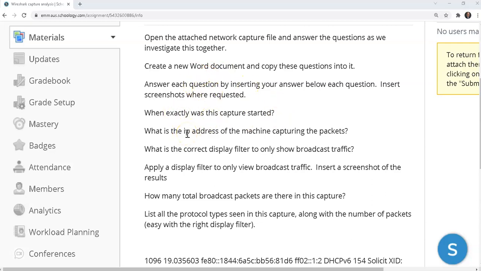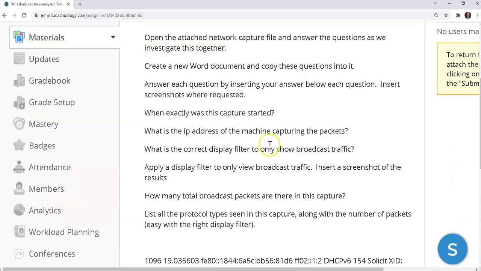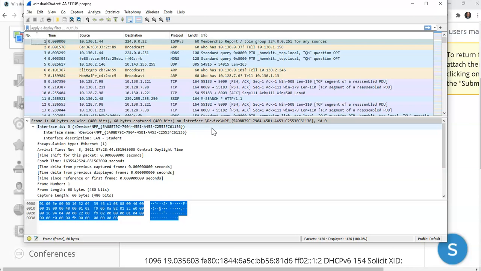What is the IP of the machine that is capturing the packets? I can give you a little hint if you can't figure it out. Can you figure out what is the likely address of this machine that is capturing the packets? Because we're going to need that number for some of the filtering we want to do. Can you kind of guess what machine is doing the capture?